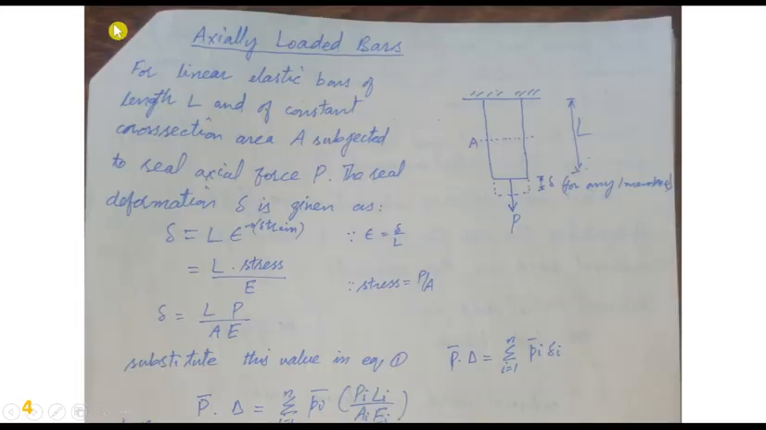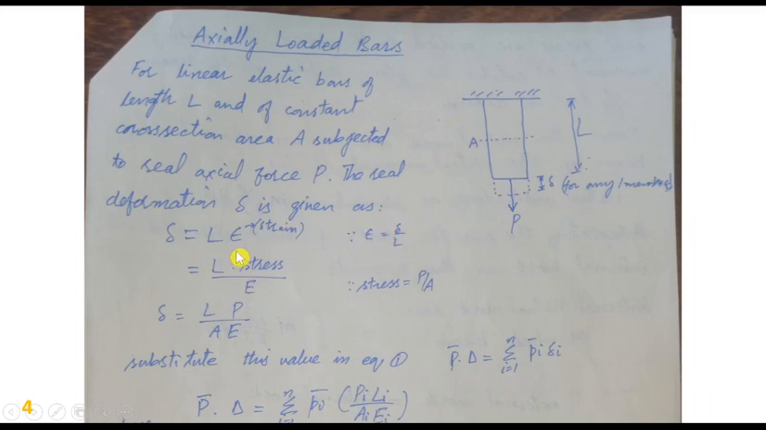bodies. So first of all, to apply this, we will consider an axially loaded bar. Axially loaded bars or linear elastic bars of length L and of constant cross section area A, subject to real axial force P. So this is the bar, rectangular cross section, and P force is applied. The real deformation delta is given. Delta will obviously be equal to L into epsilon, where epsilon is strain, because this is the definition of normal strain. Epsilon is equal to delta over L.